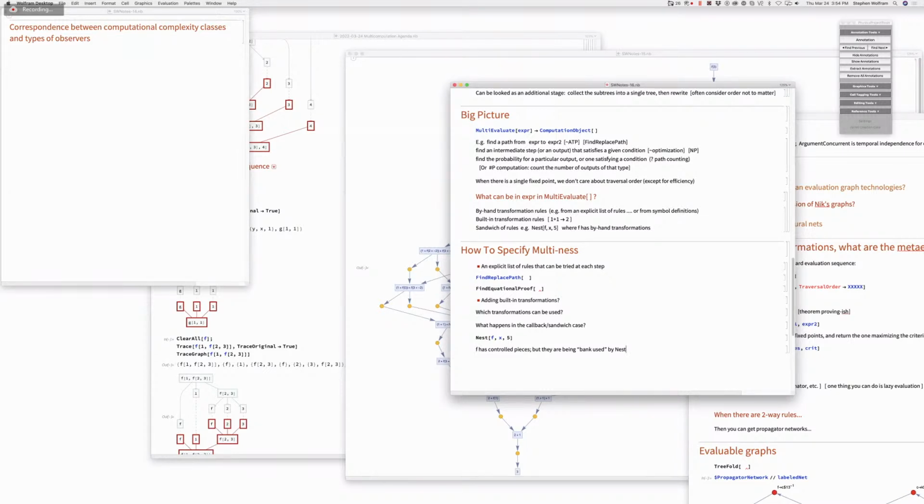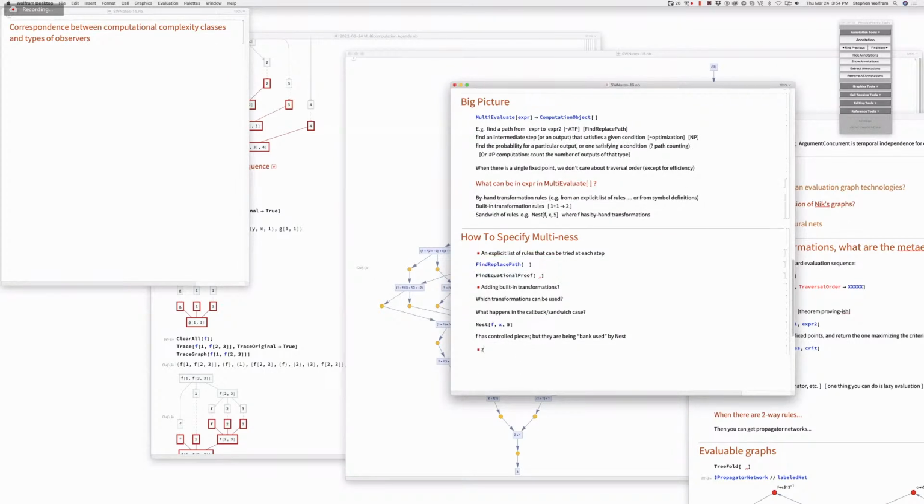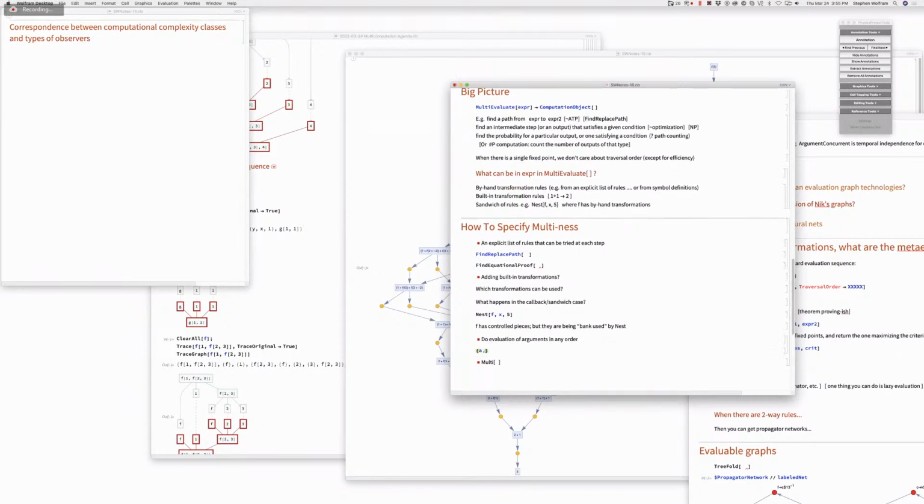Well, okay, let's talk about multi for a second. Maybe that will make this clearer. Okay, so then there's multi. And, oh gosh, you see, there's other cases here because there's another case which is to sort of do evaluation of arguments in any order. That's another multiness.